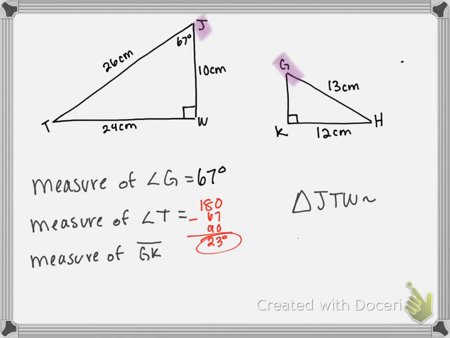Okay. And lastly, the measure of GK. GK is here, and its corresponding side length is JW. It's not going to be 10, right? Because they're not the same side length, because they're proportional, right? So what I'm going to do is make a proportional statement, saying that, let's look at this.